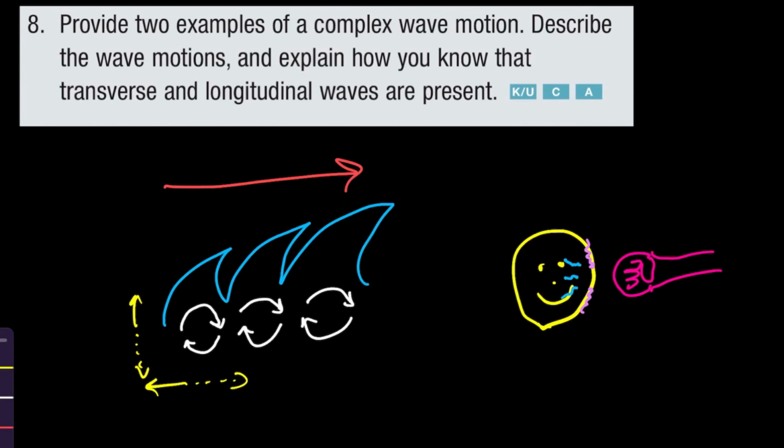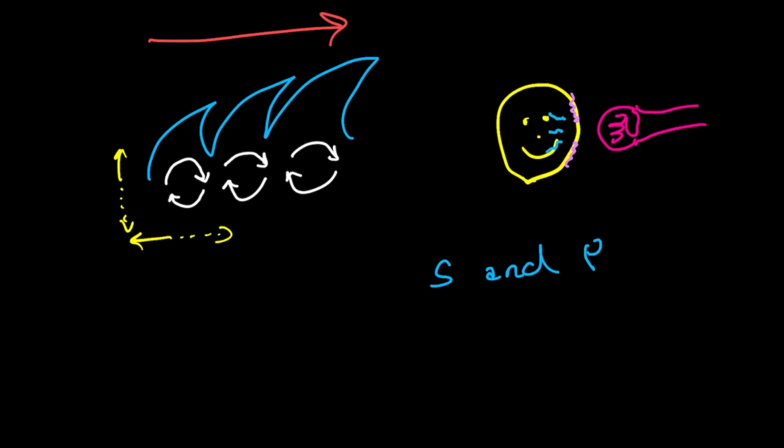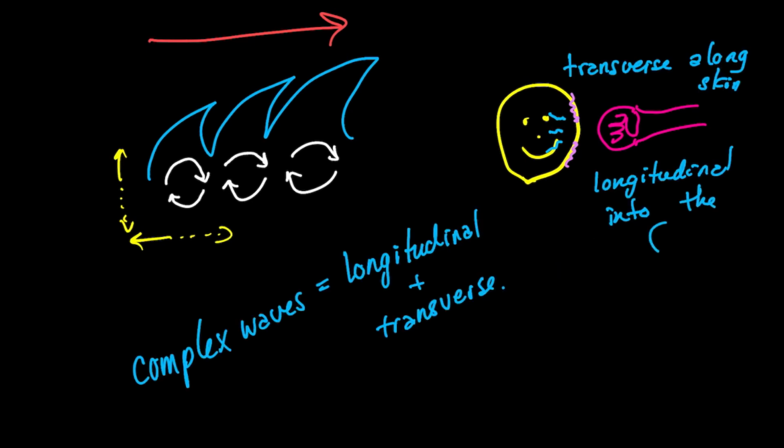Another example that I'm not sure would be complex would be the combination of earthquakes, where they have both what are called S and P waves, which is both longitudinal and transverse type. But I'm not 100% sure if they're considered as one. That could be your own research. So again, complex waves are made up of longitudinal and transverse wave motion, which is why we say they're complex. And for completeness, we say it's transverse along the surface of the skin, and longitudinal going into the face for punching someone in the face.